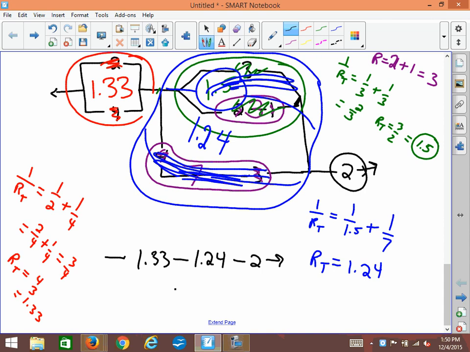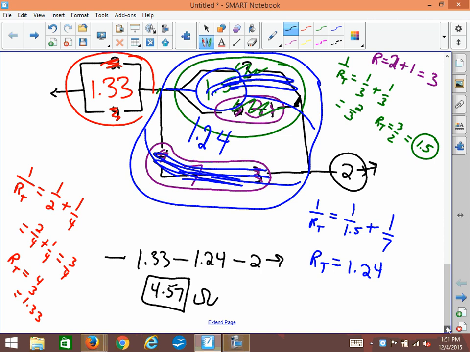So 4 and 3 is 7, 3 and 2 makes 5, and then 2, 3, 4.57 is the total resistance, ohms. So you see, you can kind of work on the picture. Even though it gets all messy and it looks crazy, you don't really have to ever go back to the picture anyway. So you just kind of do it like that.